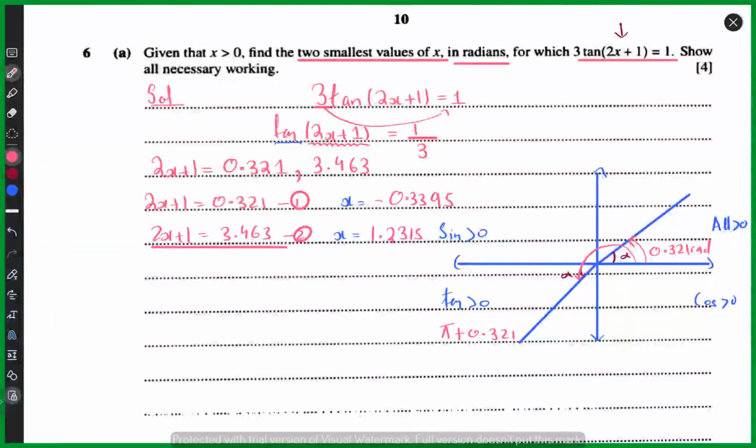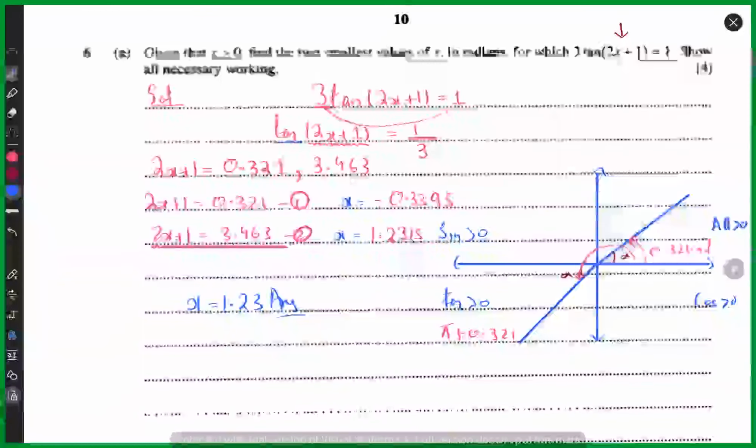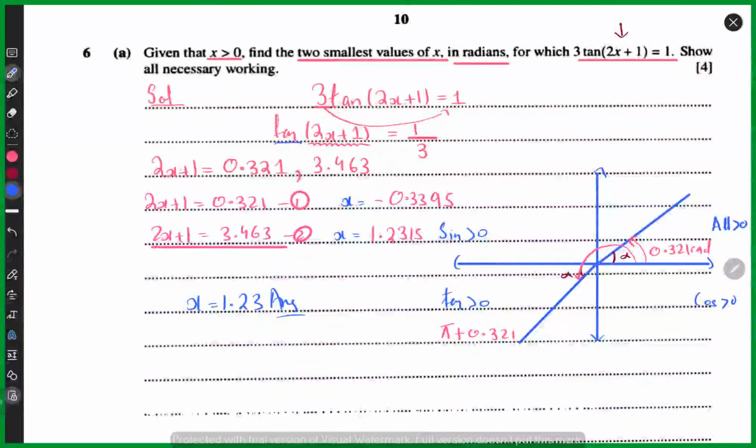And obviously we need to consider one answer, that is the positive answer, because this was clearly mentioned. Very good. So x is going to be 1.23 and this is the answer. You can also write down radians in front of that, but it's equally good. Any confusions with this? Miss, we are meant to write the answer in 3 significant figures, right? Yes, 3 significant figures.